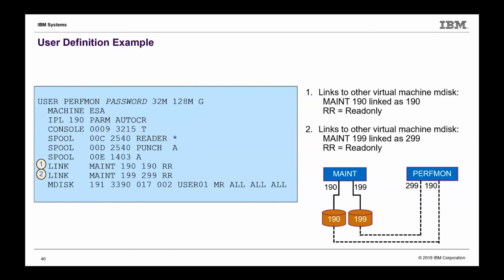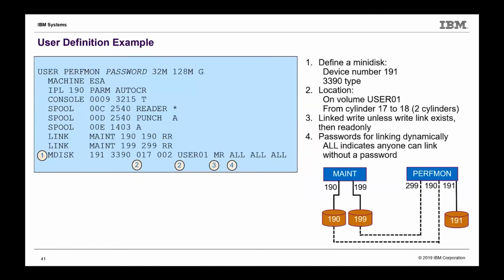Sometime in the future, I realized that we probably need to cover linking modes and all the different flavors of that. And then lastly, we're going to have this MDISK statement, which defines a minidisk for perfmon of its own. So other virtual machines, depending on how we have authorization set up, could link to this minidisk. But in this case, the 191 disk is on a 3390 that's located on VALSER user 01. It's going to start at cylinder 17, and it's going to go for 2 cylinders. When I log on and have this minidisk linked, I'm going to get it in MR mode, which means I'm going to get a write link unless there's another write link that already exists, in which case I'm going to get a read-only link.